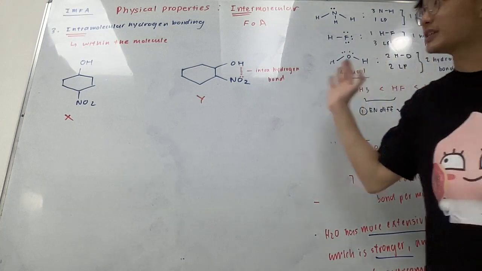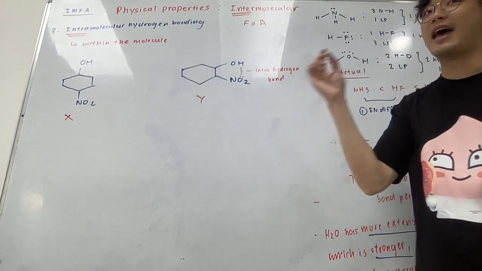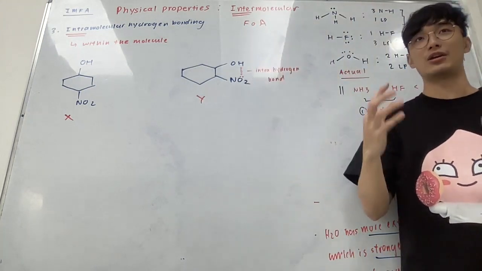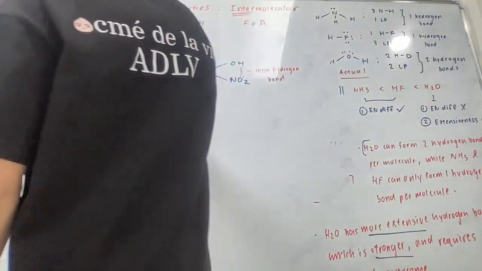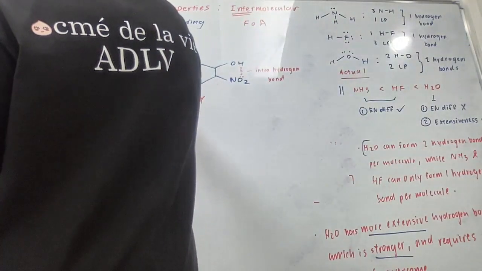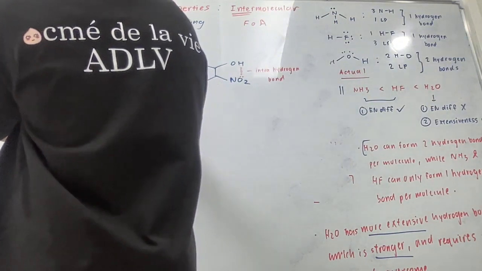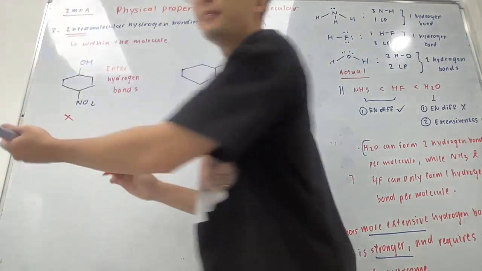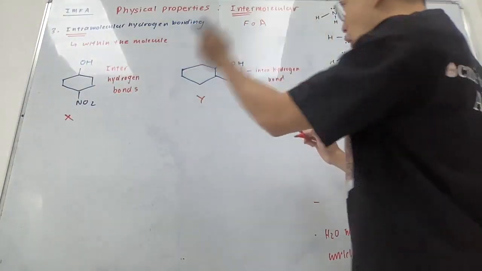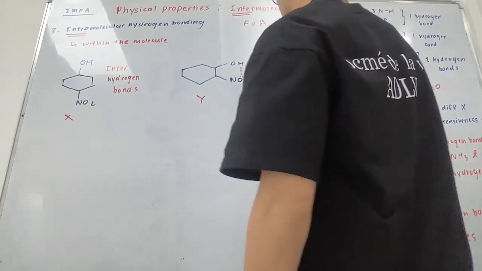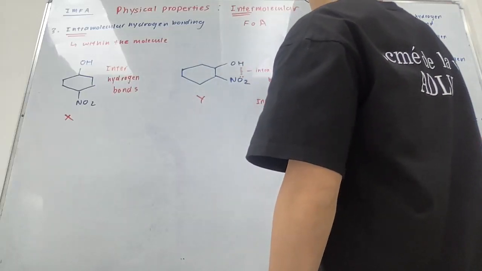Now, take note, every single molecule has an intermolecular force. But this guy here has an additional intramolecular hydrogen bonding. Can you see that? So take note, molecule X has intermolecular hydrogen bonds. So I can draw another molecule X and they can form hydrogen bonds with each other. But molecule Y has both intramolecular hydrogen bonds plus intermolecular hydrogen bonds.